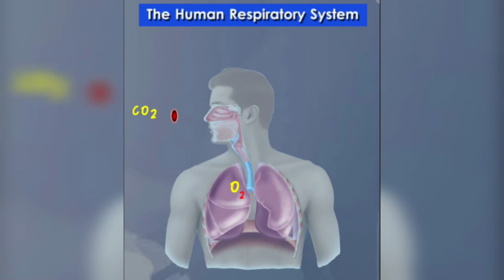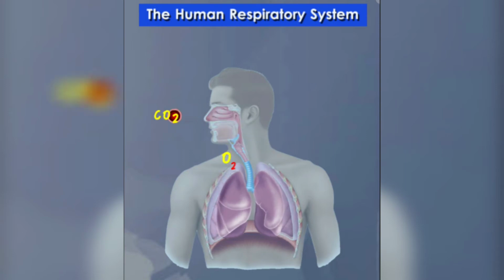And we also know that respiration takes place in three phases. The first phase is external respiration, or we can say breathing. The second is internal respiration, or we can say carrying oxygen into the cells and carbon dioxide out of these cells through blood. And the third phase is cellular respiration. That means the breaking down of food or glucose within the cells in the presence of oxygen to release energy.